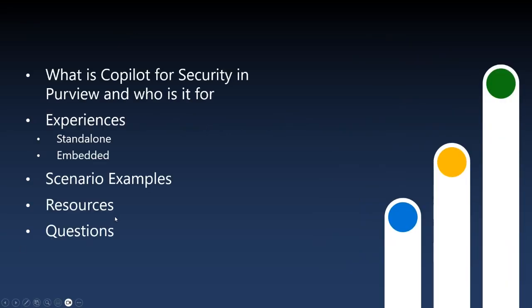As we get started, I just want to set the tone for the agenda. Again, please use the Q&A to ask any questions you might have. This will be a mix of both slides and some demos to walk through the experiences that we have. We'll start with what Copilot for Security and Purview is and who it's for. We'll talk about the different experiences available, both standalone and embedded. We'll talk about some scenario examples, provide some resources, and leave time at the end for any questions that don't get answered, or if you have them, we'll try to address those live in the chat also.